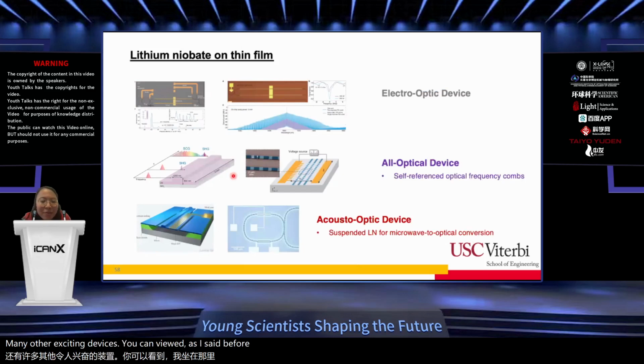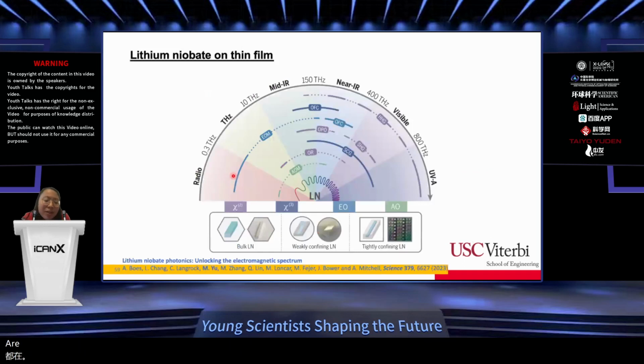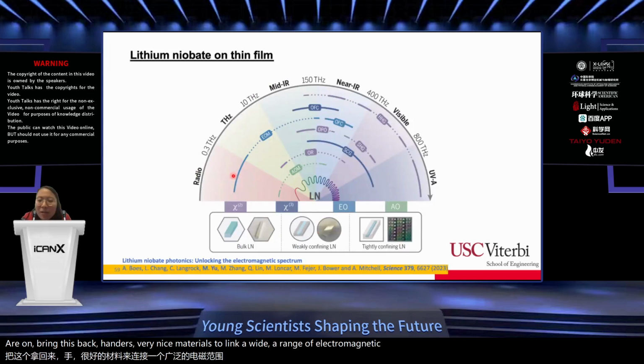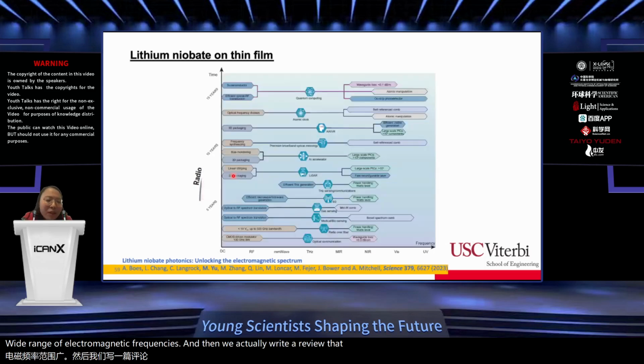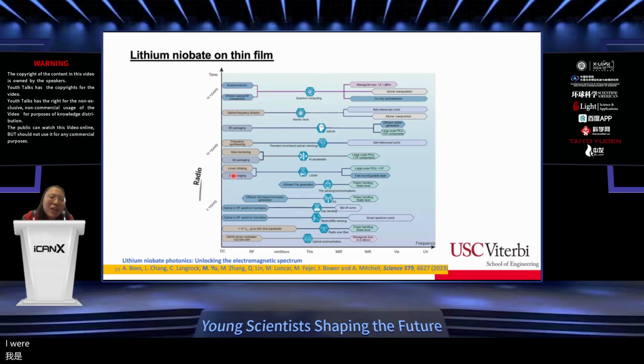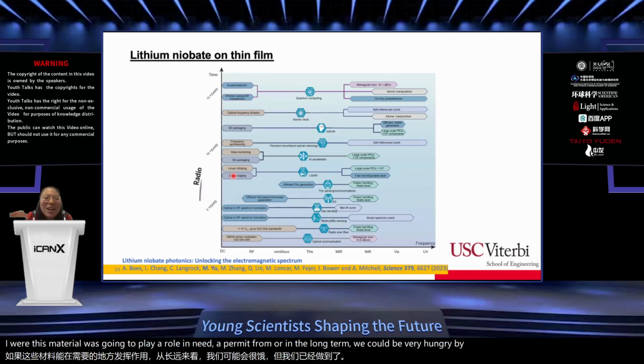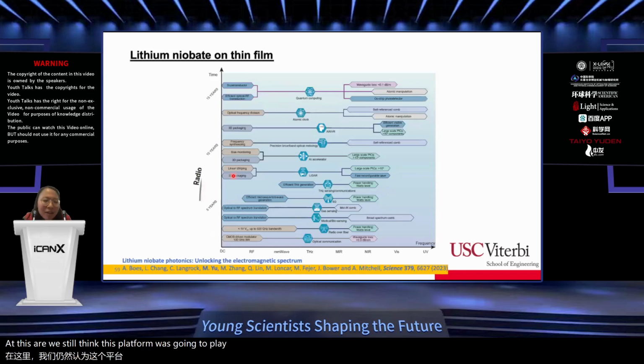As I said before, you can use optical and even mechanical signals to control. I want to bring this back: there are very nice materials that can link a wide range of electromagnetic frequencies. We actually wrote a review, published in Science at the beginning of the year, where we predict where this material is going to play a role in the near term, midterm, or long term. We could be very wrong here, but we do think this platform is going to make a difference in many aspects, including data comms, AI, or even quantum computing in the long run.